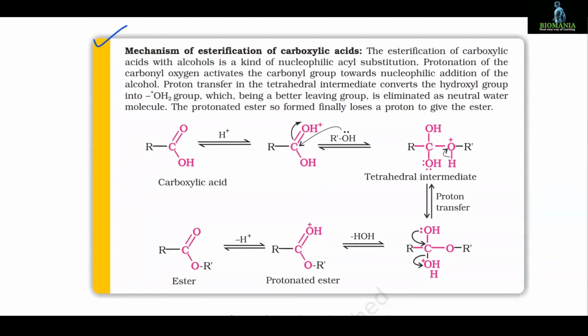Now, mechanism of esterification of carboxylic acids. The esterification of carboxylic acid with alcohols is a kind of nucleophilic acyl substitution. Protonation of the carbonyl oxygen activates the carbonyl group towards nucleophilic addition of the alcohol. Proton transfer in the tetrahedral intermediate converts the hydroxyl group into an OH2+ group, which, being a better leaving group, is eliminated as a neutral water molecule. The protonated ester so formed finally loses a proton to give the ester.